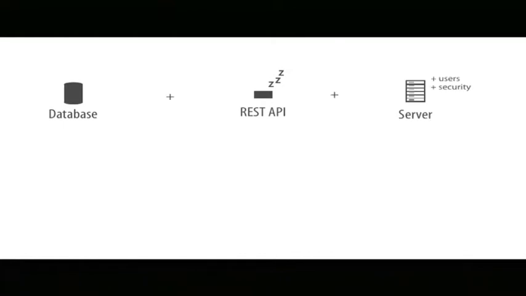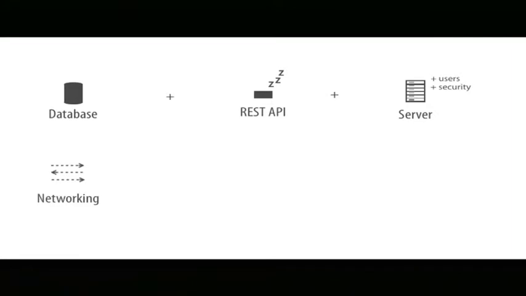So what does a typical app look like? Well, you start with some kind of database, Mongo, MySQL, whatever. And then on top of that, you need some kind of REST API, or some kind of API at least, because your client has to talk to your backend somehow. And then on top of that, you need some kind of server. This is where your business logic will go. We'll do stuff like users, security, etc. And that basically completes your backend.